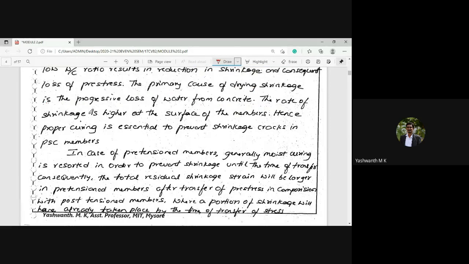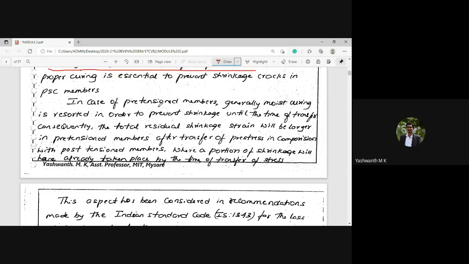Next, the rate of shrinkage is higher at the surface of the member, hence proper curing is essential to prevent shrinkage cracks. So we need to be very cautious at the surface. This can be avoided by proper curing. If you do proper curing, you can prevent the shrinkage cracks in the PSC member. Is it clear?